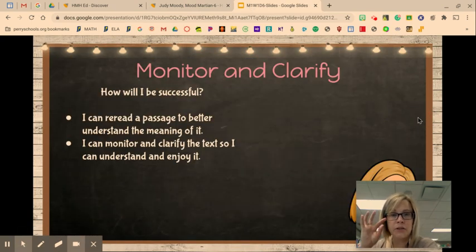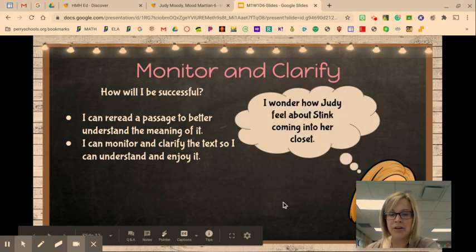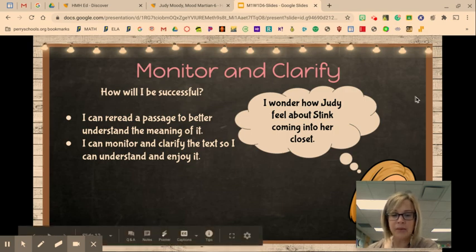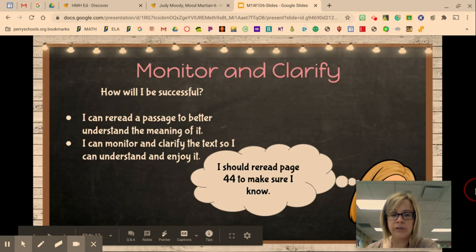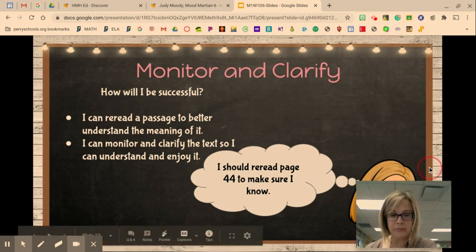So you guys are going to be monitoring and clarifying something on this page, and you know that you're going to have to reread the passage to better understand the meaning of a word or to understand the text so that you can enjoy it. So your question that you're going to be answering is, I wonder how Judy feels about Stink coming into her closet? You should reread page 44 to make sure you know what's going on.